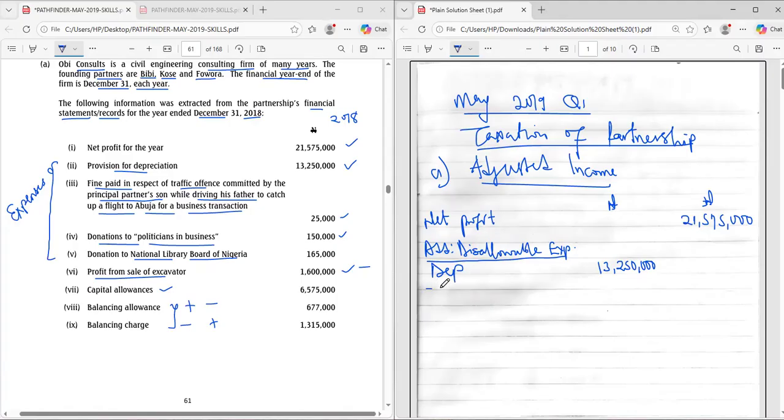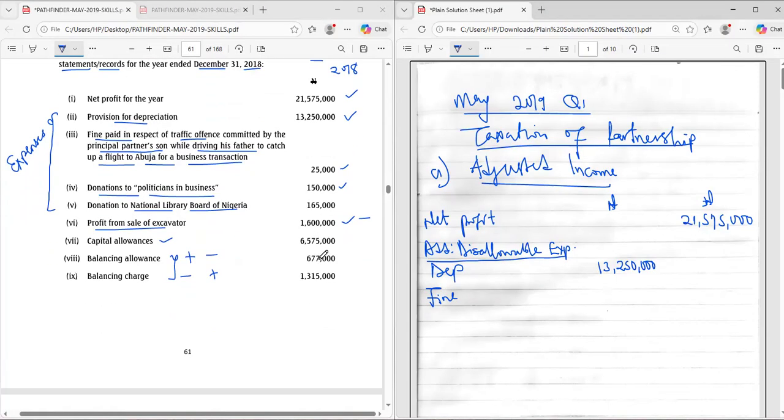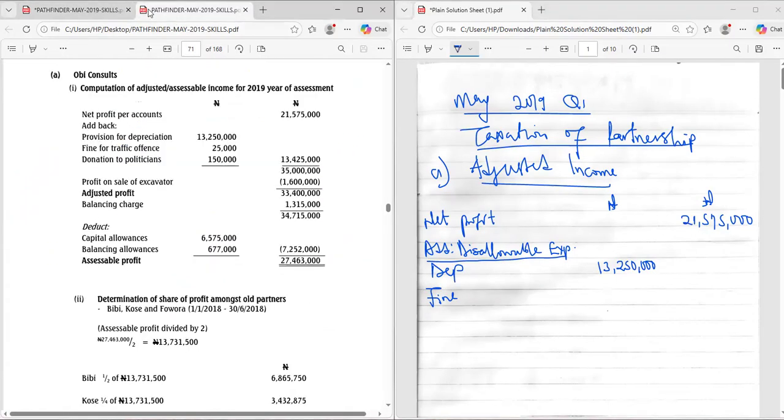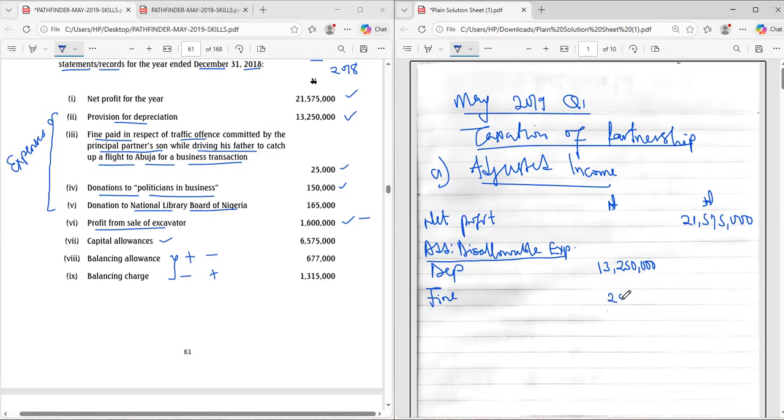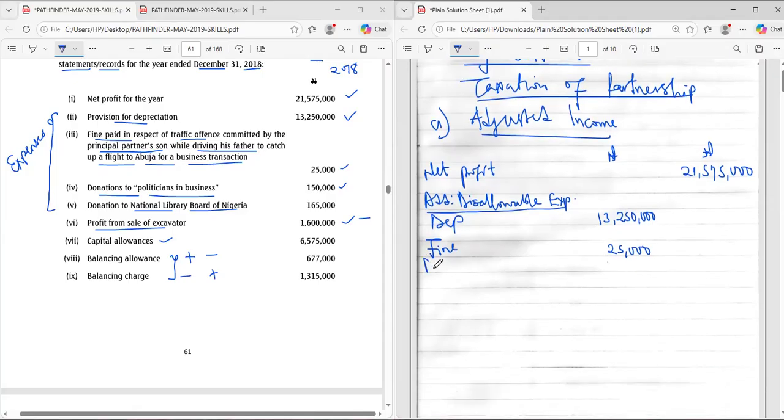The next one is this fine. We're going to disallow it, which is how much? Just 25,000. Then the next one is donation to politicians. How much? 150,000. All right, so I said donation to National Library is allowed. And that is it about the expenses.